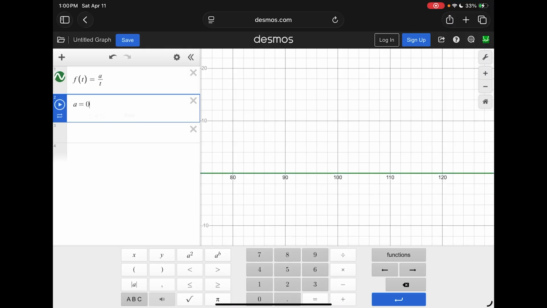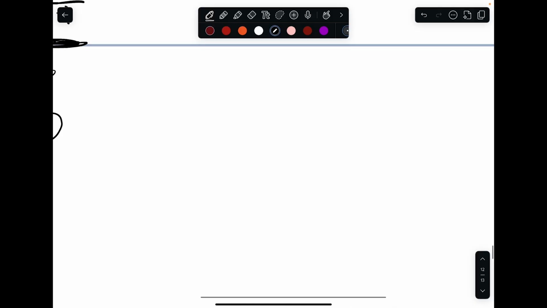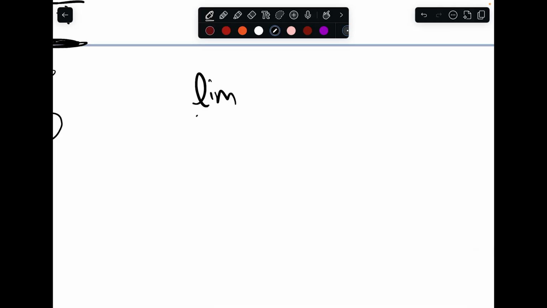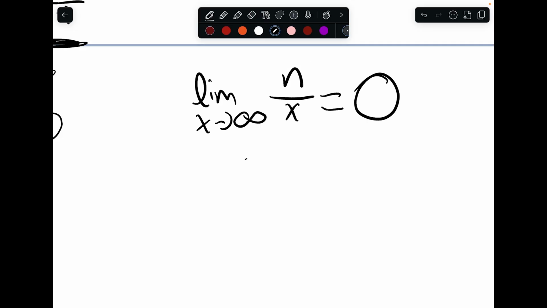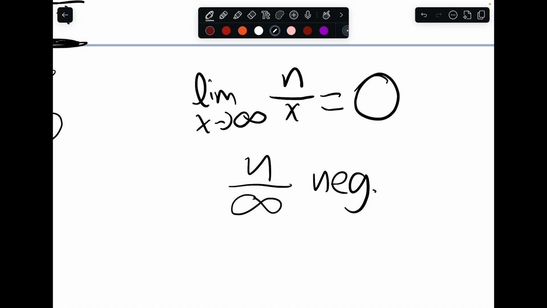It's just 0. So we can say the limit as x approaches infinity of any number n divided by x is equal to 0. We could say that as you divide a number by infinity, it is getting smaller and smaller, and it gets so small to the point where it is basically negligible in terms of value. Hence, why we say this is equal to 0.